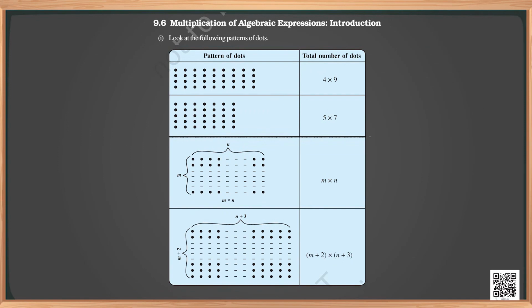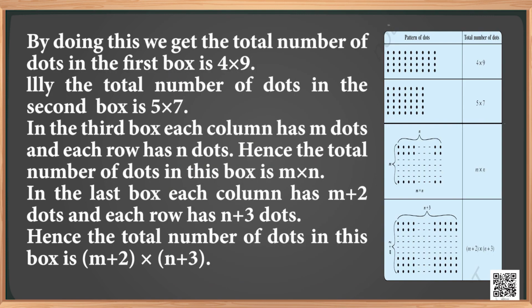Let us observe some patterns. Please observe the first box. To find the total number of dots, we have to multiply the number of dots in each column by the number of dots in each row. By doing this, we get the total number of dots in the first box as 4 into 9. Similarly, the total number of dots in the second box is 5 into 7.